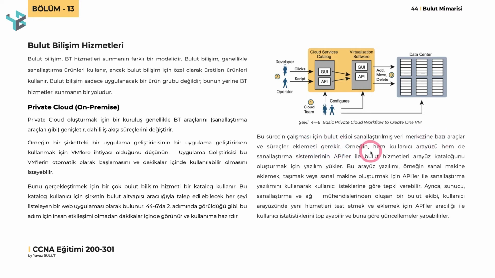For example, it installs software to create the Cloud Services Interface Catalog with APIs for both the user interface and virtualization systems. This interface software can react according to user requests, for example, using virtualization software with APIs to add, migrate or create virtual machines. In addition, a cloud team of server, virtualization and network engineers can gather user statistics via APIs to test and add new services in the user interface and make updates accordingly. The figure here shows the workflow in private cloud. Similar to the workflow we talked about on the previous page, the workflow proceeds in the same way here.